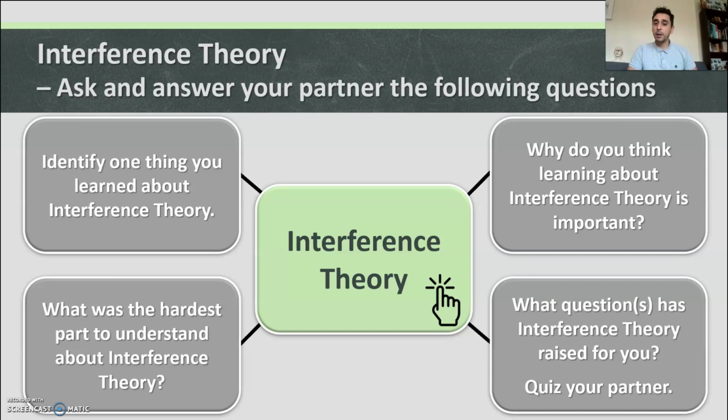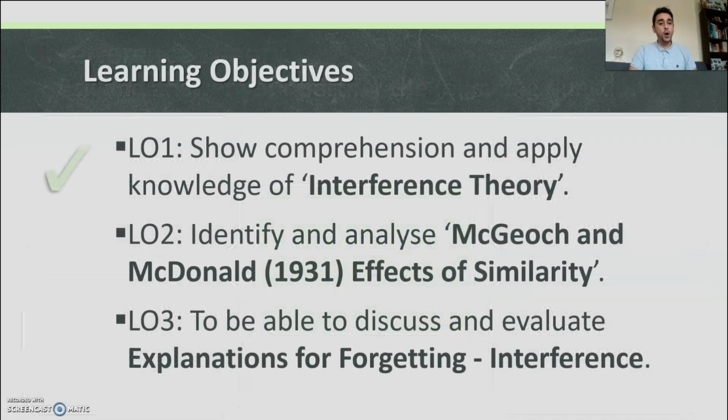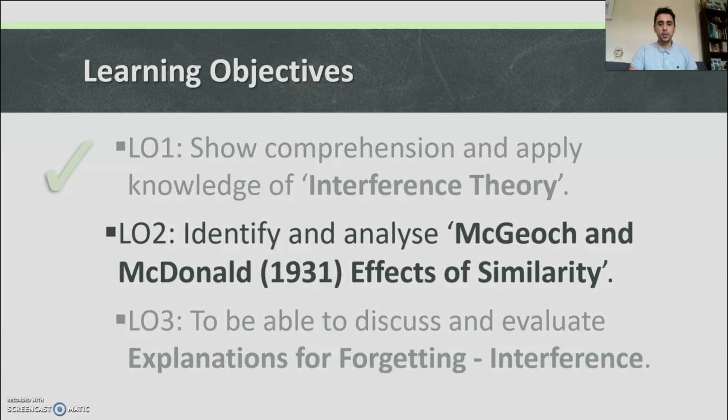Identify one thing you've learned about interference theory. Why do you think learning about this is important? And what's the hardest part to understand about interference theory? What questions has this raised for you? Feel free to put them in the comments. Otherwise, I'm ticking off learning objective 1, interference theory. I'm going to move on now to the piece of research: McGeoch and McDonald. I'm going with McGeoch.